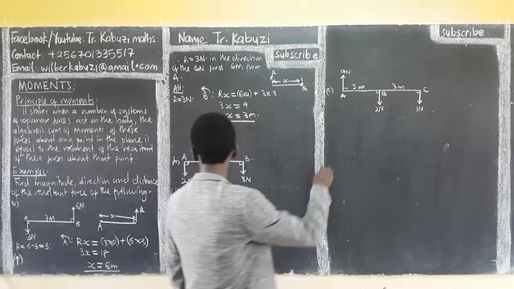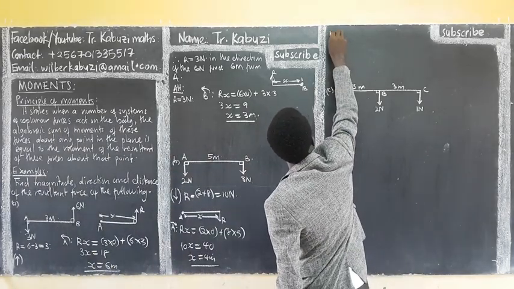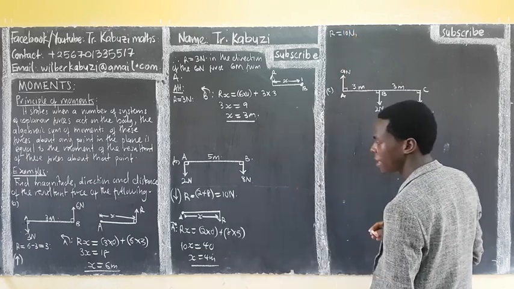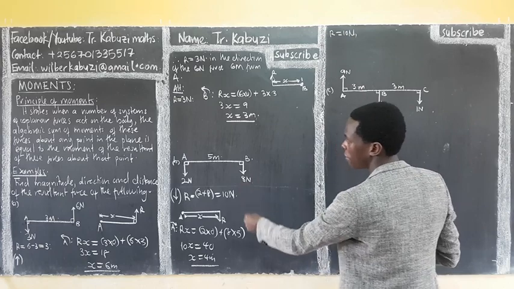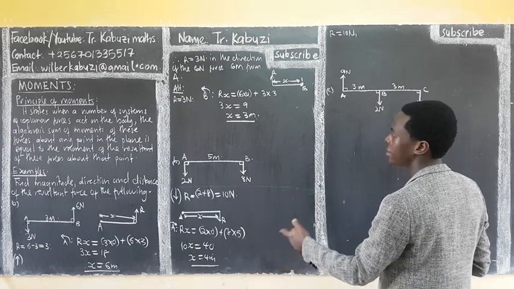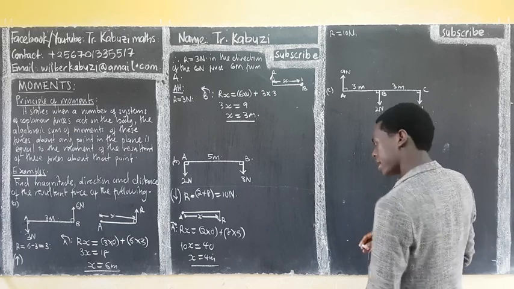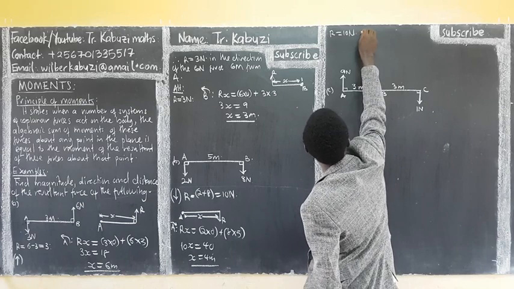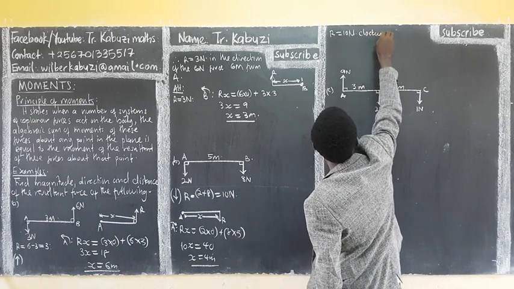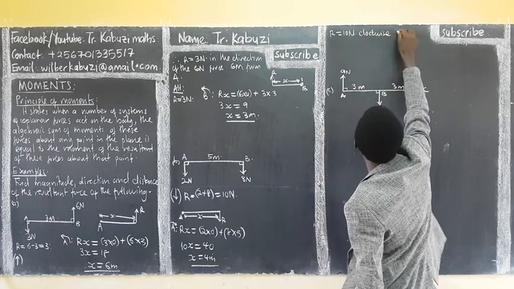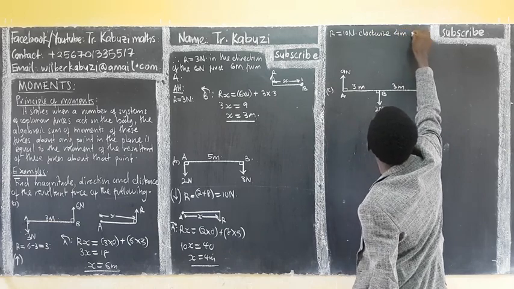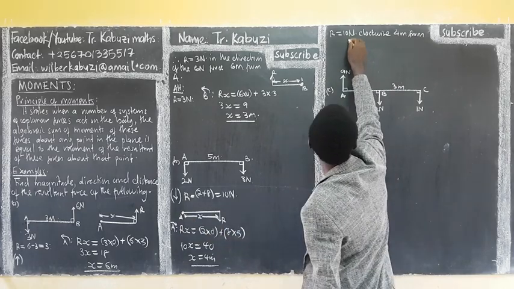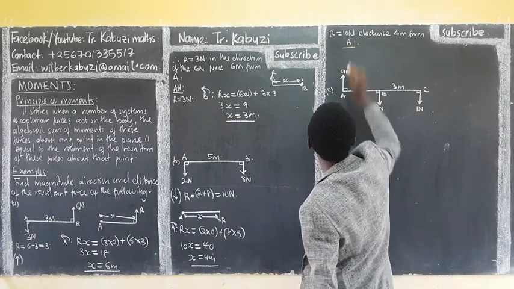And therefore, the resultant force R is equal to 10 newtons, in the direction of clockwise, 4 meters from A.